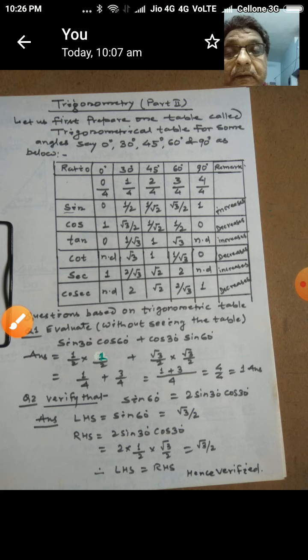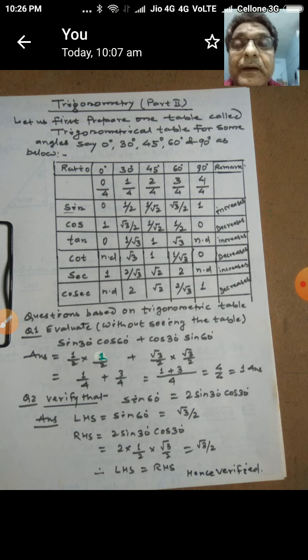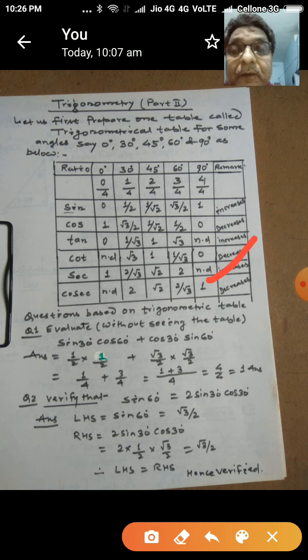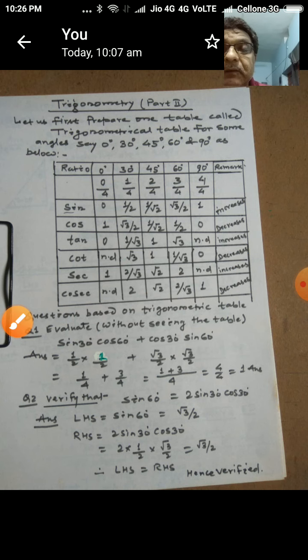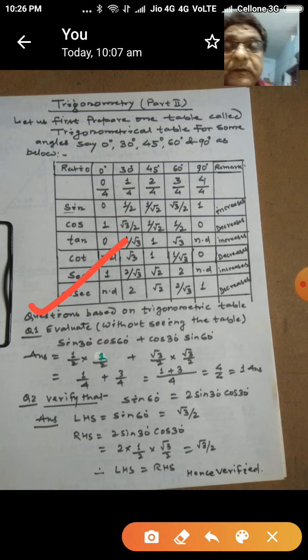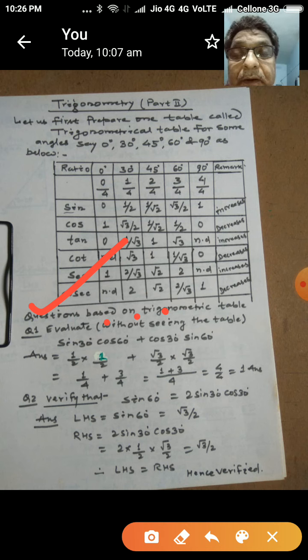So here on reversing this 0, 0 means normally it is 0 by 1, so when we reverse, it will be 1 by 0, and again that is not possible. So here sec 90 degree is not possible. And since you have just now calculated one, if you reverse you will get the other one. So in this way we can get the values in case of cosec ratio, just by reversing the sec values. So it is nd, then 2, then root 3, then 1 by root 3, and then 1.